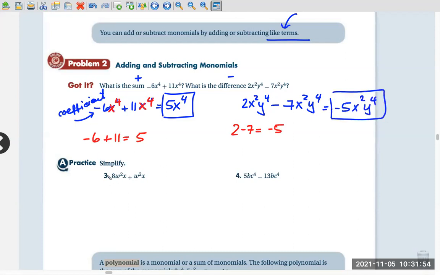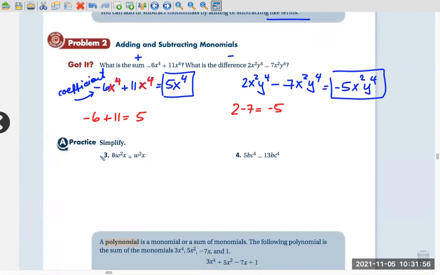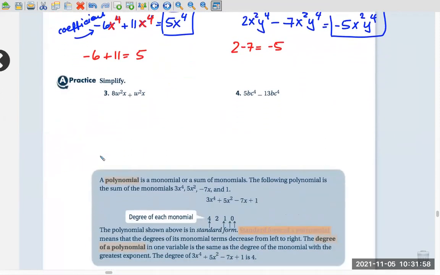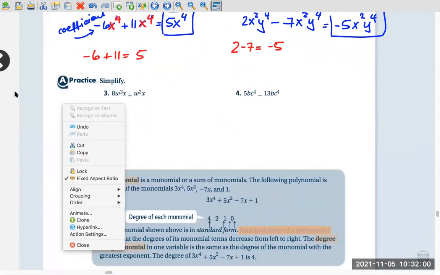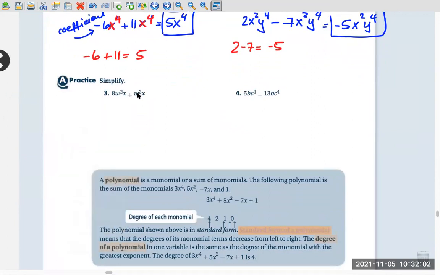Okay, let's see, do I have, yep, this one here. Let's just do one more, couple more. You're adding like terms. If there is no number, put a 1 in front. So 8 plus 1 is 9. 9w squared x. Okay, minus 5 minus 30.